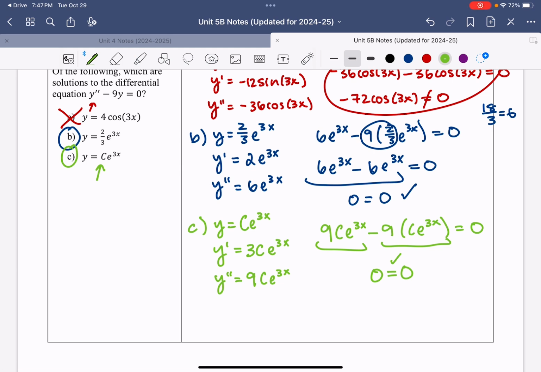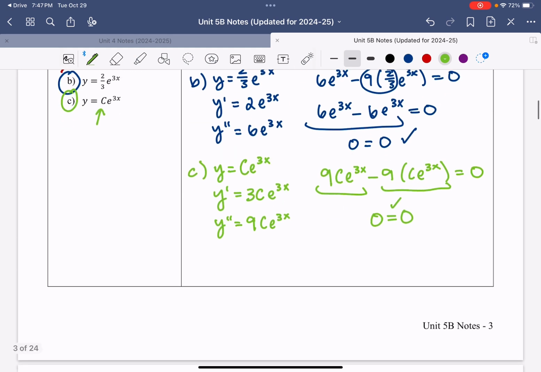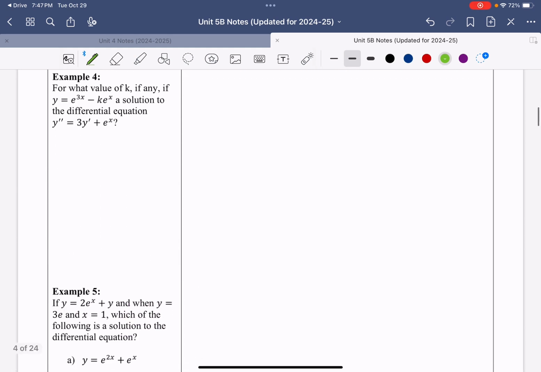Okay, let's go ahead and flip over our page. Last 2 examples. So in example 4, we're going to find what value of k, if any, y equals e to the 3x minus k e to the x is a solution to the differential equation y double prime equals 3y prime plus e to the x. So our goal at the end of this is to figure out what that constant of proportionality is that makes this differential equation true.